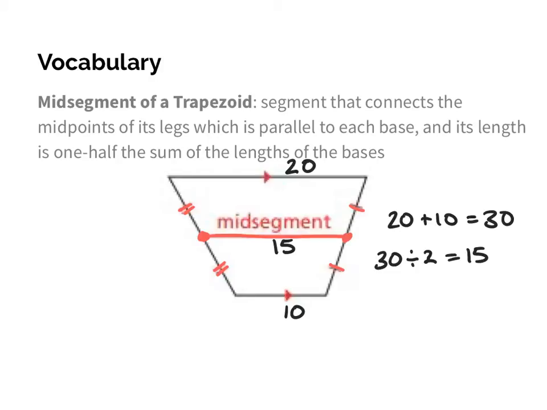Now, why I say it's the halfway point, think about this. The distance between 20 and 10 is 10 units. So if I take 10 from the small and add 5, I would get 15. And if I add 5 again, I would get 20. So it's the middle length that's halfway between 20 and 10. So there are two ways to think about it. You can think through what the length would be, or the mathematical approach is to add the two bases and divide by 2. It's called the mid-segment of a trapezoid.